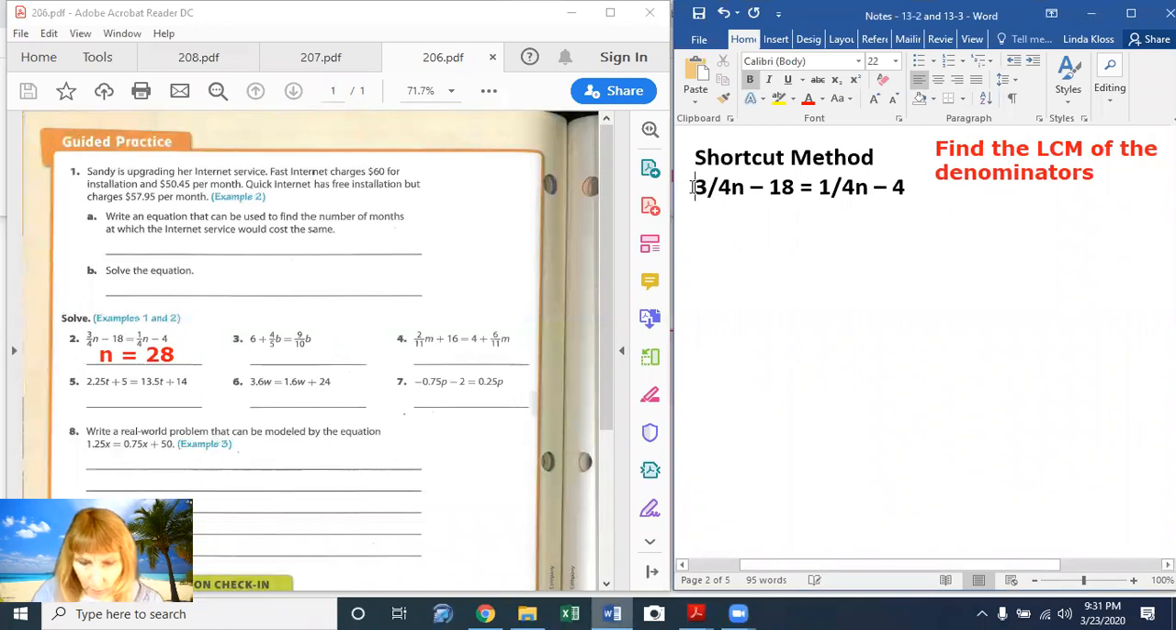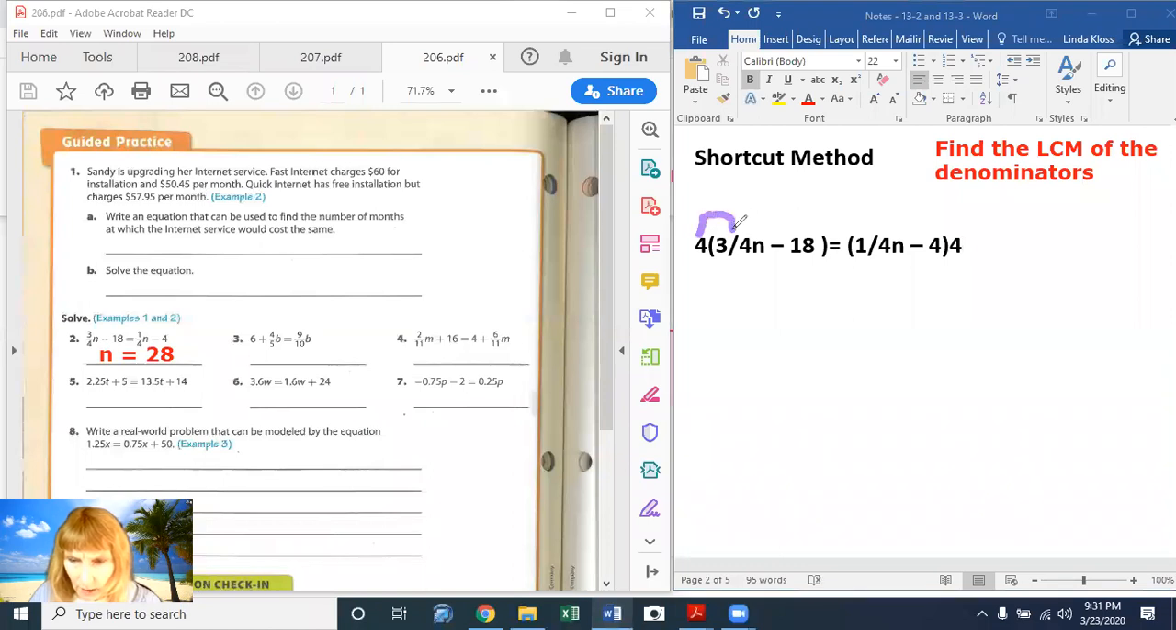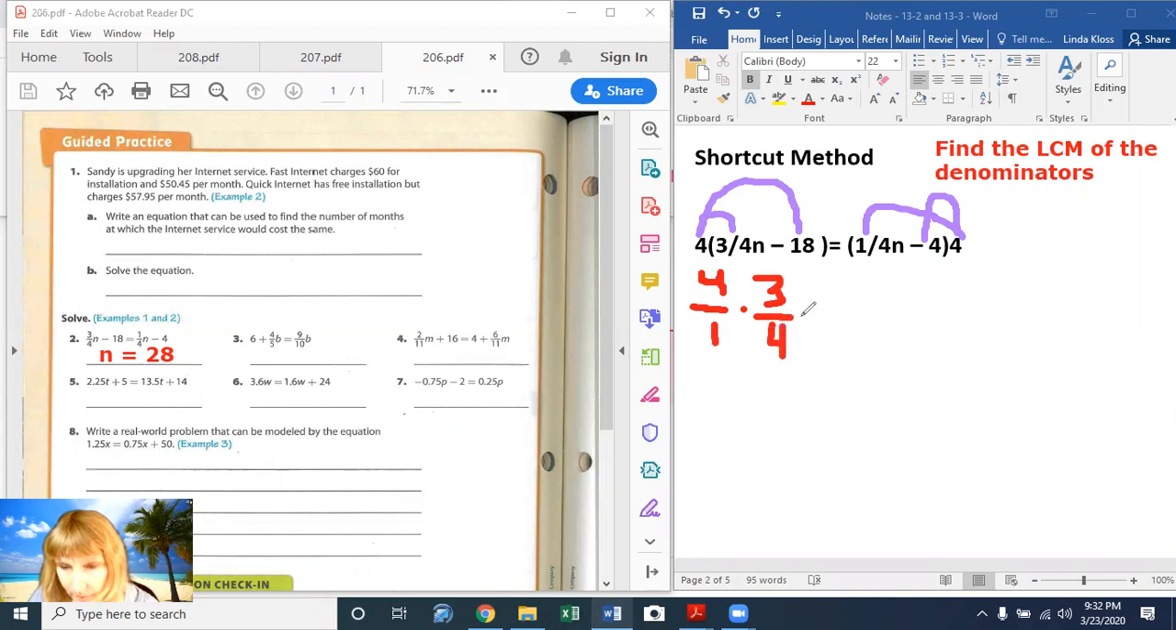So I'm going to put parentheses around each expression set on each side of the equals. I'm going to move this down one. And then I'm going to multiply the entire expression on both sides by the least common multiple of 4. So now what I'm going to do is multiply the 4 times 3/4 n and the 4 times 18. And then over here, I'm going to multiply the 4 times 1/4 n and the 4 times the 4 there. So I'm going to write this out because then we can actually see the fractions. So we have a 4 over 1 times 3/4 n, right?